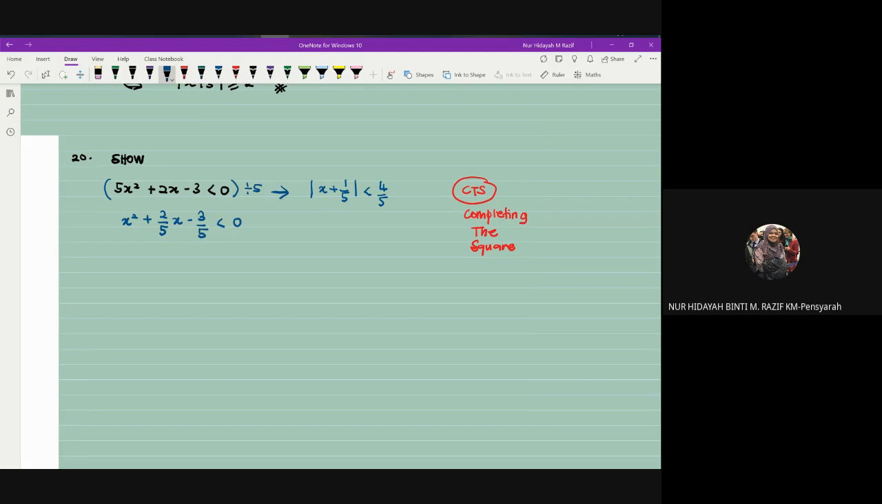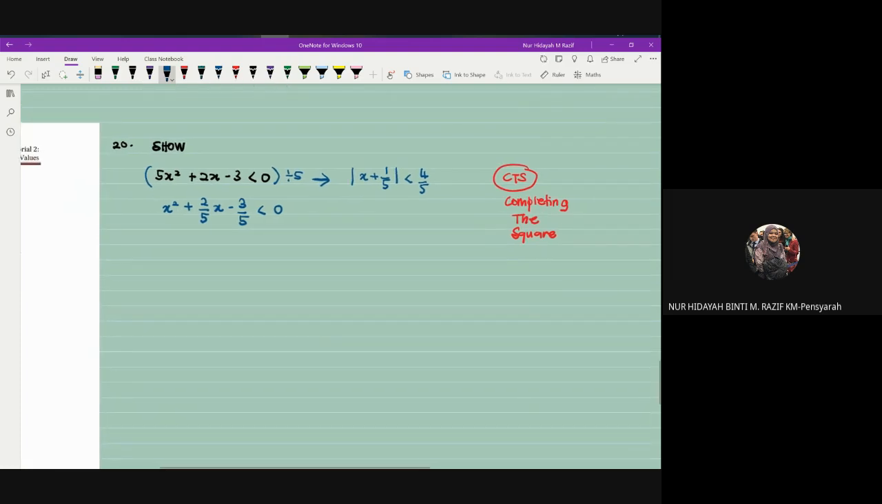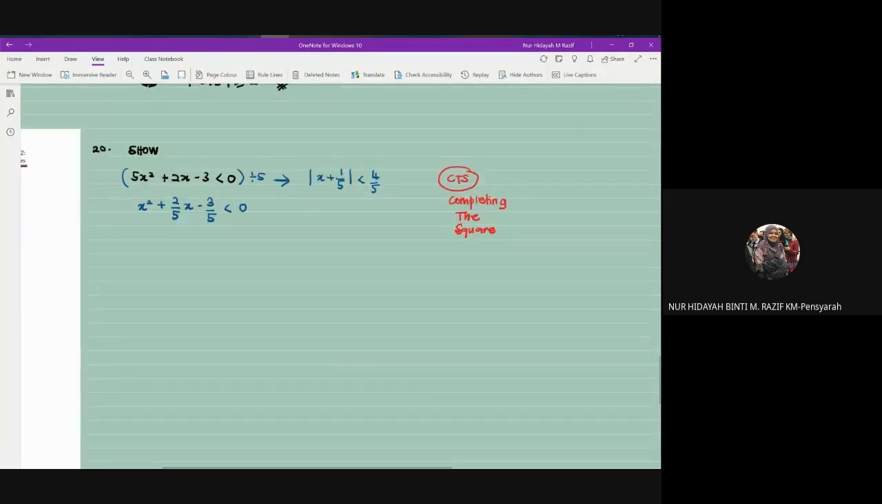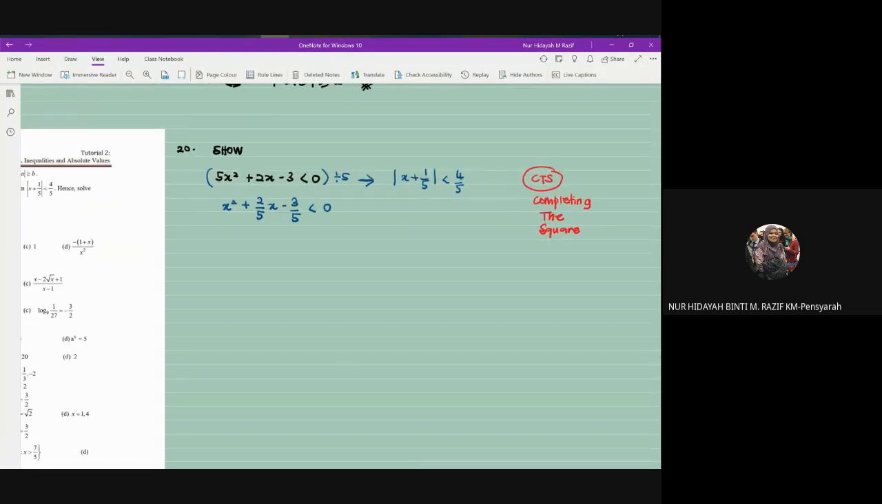Betul tak semua? Okay. Nampak apa benda yang saya buat? Saya tak buat benda pelik. Saya bahagi je dengan 5. So setiap sebutan perlu dibahagi dengan 5. Right hand side kosong, kosong bahagi 5 tetap kosong. So next what do I do? Jawapannya adalah depan dah jadi 1.